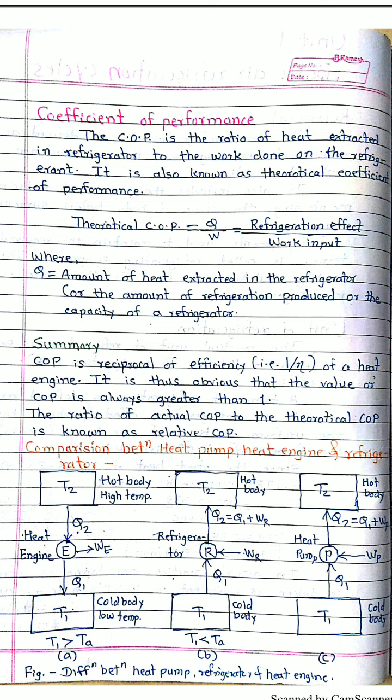So the COP, the coefficient of performance, measures the performance of a refrigerating system. If the COP is more, the refrigerating system is good. If your COP is less, the refrigerating system is poor. The COP is the reciprocal of efficiency. In a later part we will discuss the difference between the heat pump or refrigerator and the heat engine.